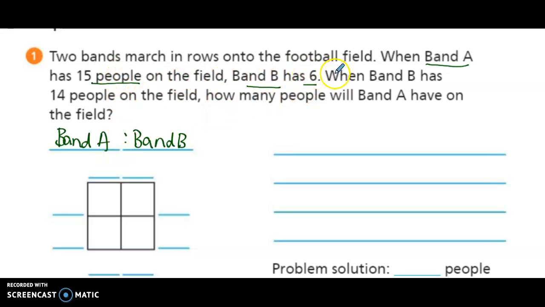So let's fill in from this first sentence. When band A has 15 people, band B has 6. That's the assumption, that this is the pattern to their marching in rows. What if band B has 14 people on the field? Now, again, if this is a constant rate or there's a pattern to how many people are marching in their rows, then we can use a factor puzzle now to figure this out.